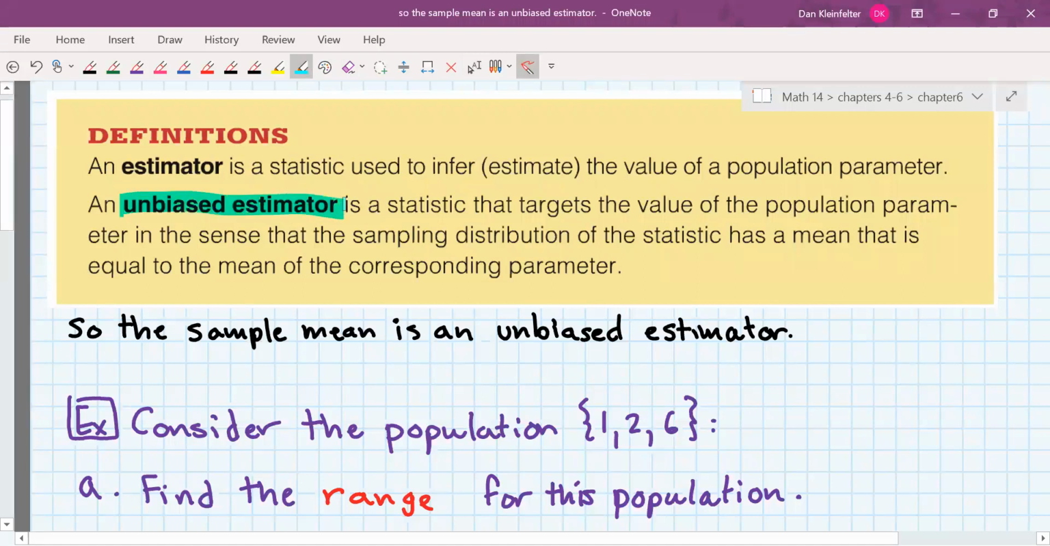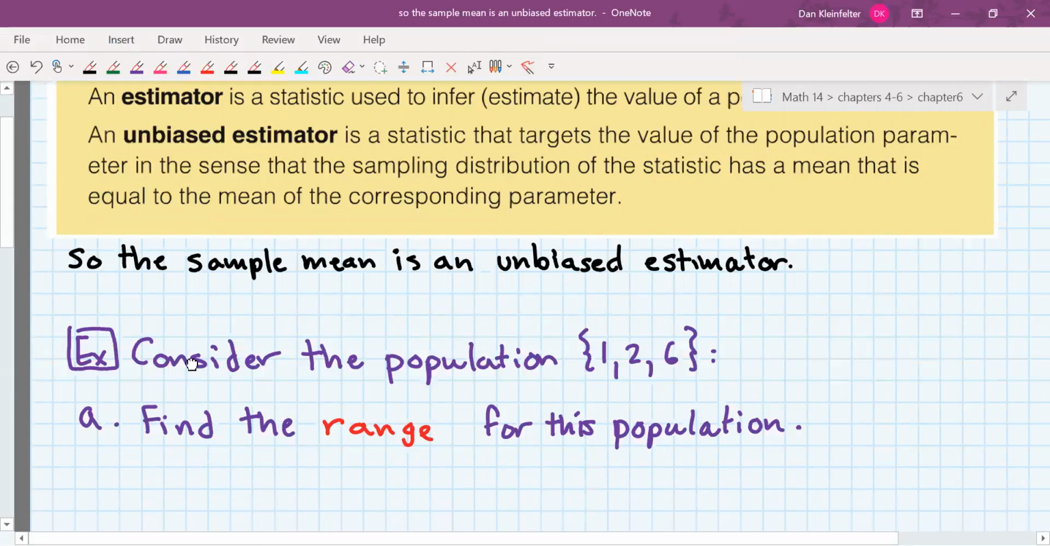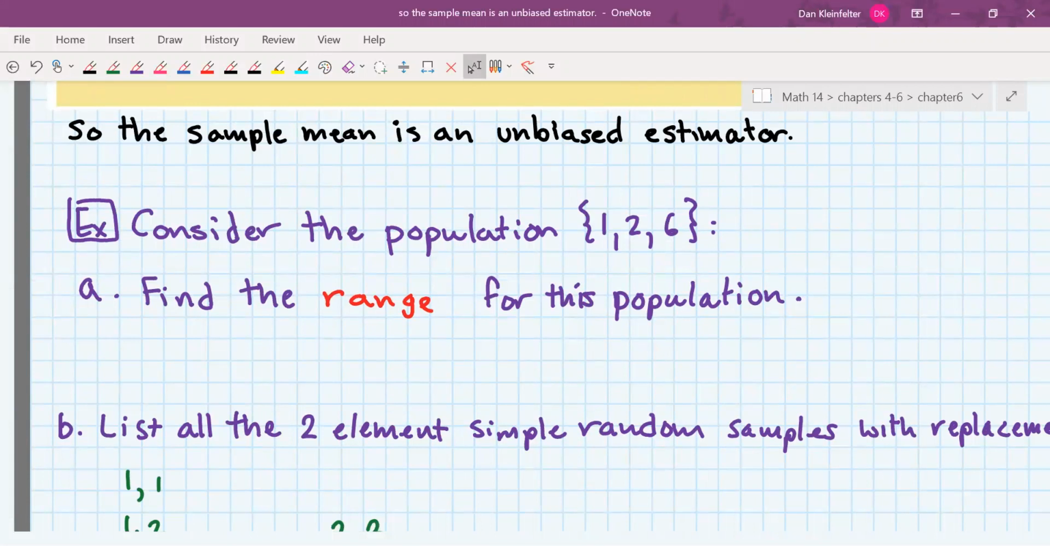So an unbiased estimator is a statistic that targets or represents well the value of the population parameter, meaning that the statistic has a mean that is equal to the mean of the corresponding parameter, like we saw in our example before with numbers 1, 2, and 6. We're going to try it with the range. We'll keep the same population, 1, 2, and 6. So let's find the range for that population. So range is the maximum minus the minimum. 6 minus 1 is 5. So the range for this population is going to be 5.